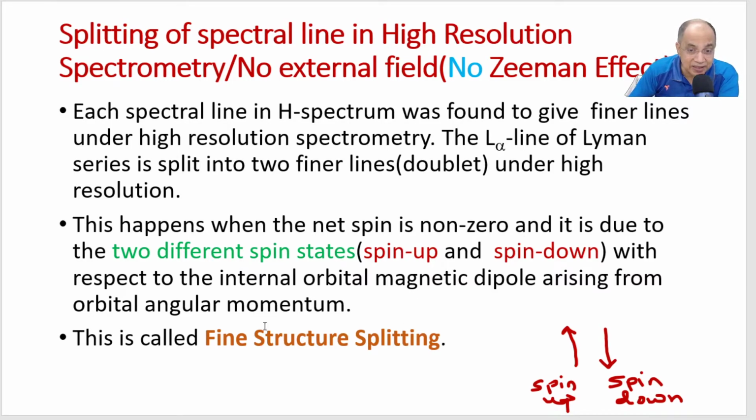And this happens when the net spin is non-zero, and it is due to the two different spin states, spin up and spin down, with respect to the internal orbital magnetic dipole arising from the orbital angular momentum. We'll know about that. Don't worry.